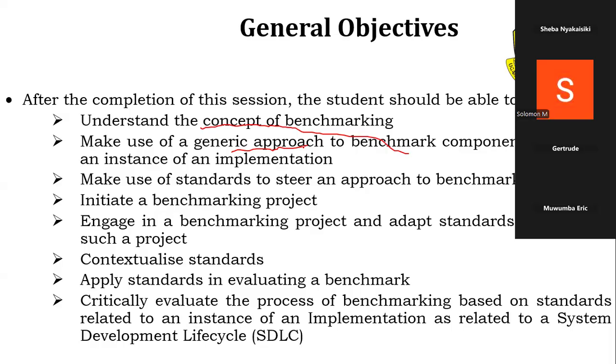Standards must be applied. When we're going to benchmark, there must be standards that guide us to know what we're looking for and what we should not look at. We want to understand how to initiate a benchmarking process, then also how to engage within the benchmarking project and adopt standards. We want to contextualize standards, apply them, then also evaluate the process of benchmarking based on standards.